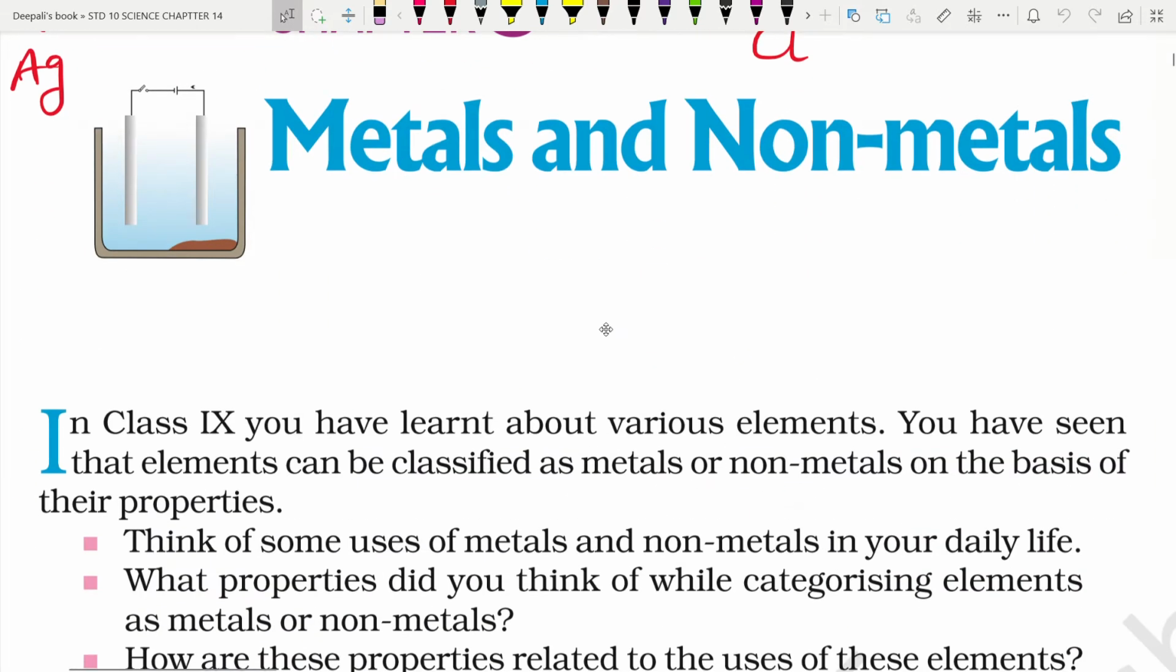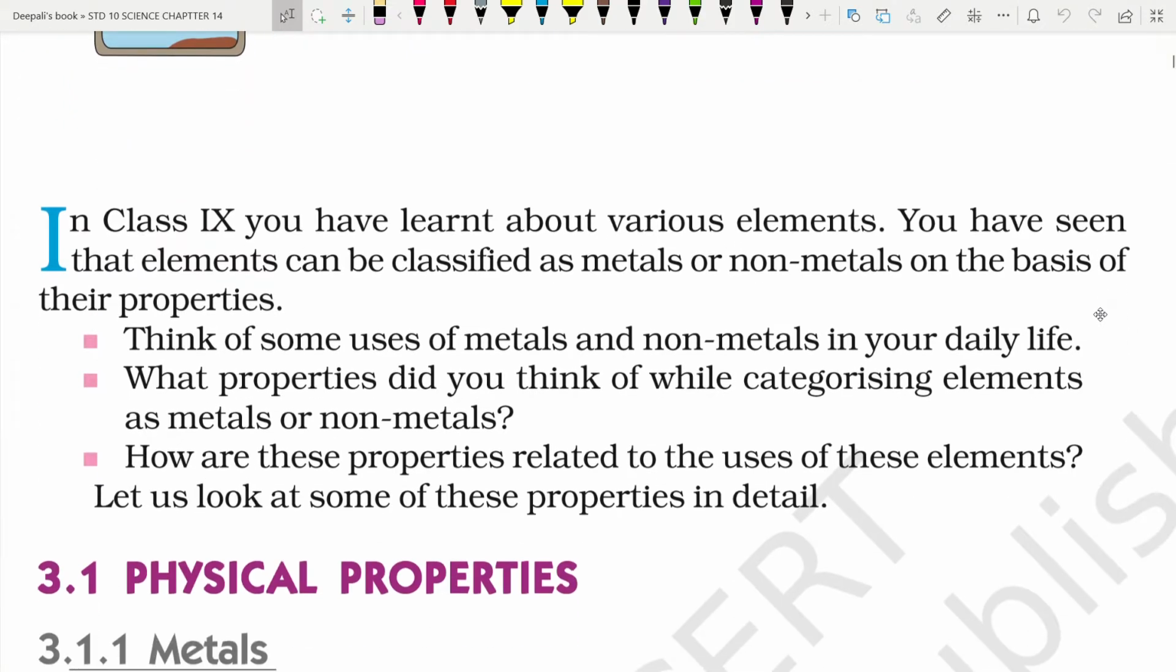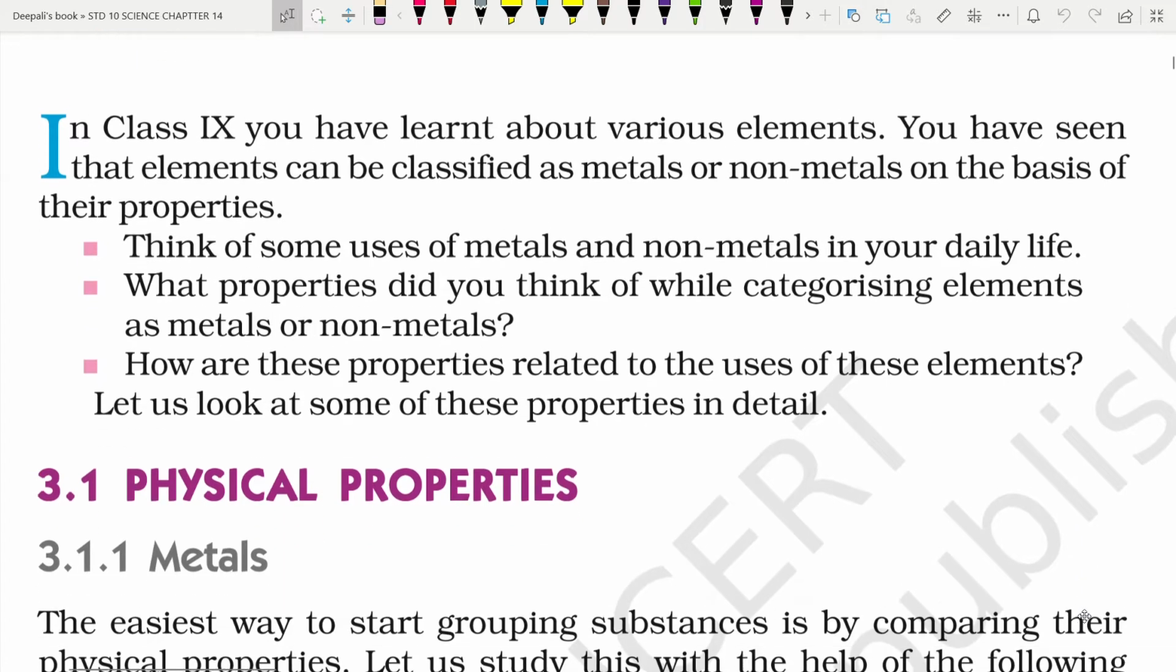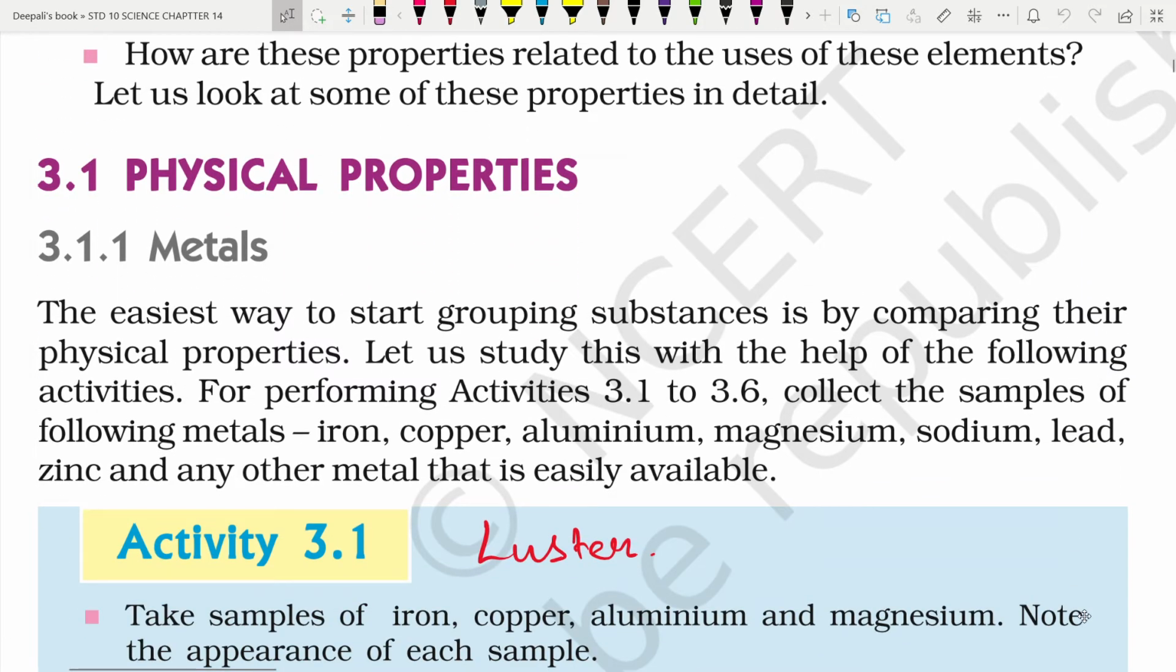In class 9, you have learned about various elements. You have seen that elements can be classified as metals or non-metals on the basis of their properties. Think of some uses of metals and non-metals in your daily life. What properties did you think of while categorizing elements as metals and nonmetals? How are these properties related to the use of these elements? Let us look at some of these properties in detail.